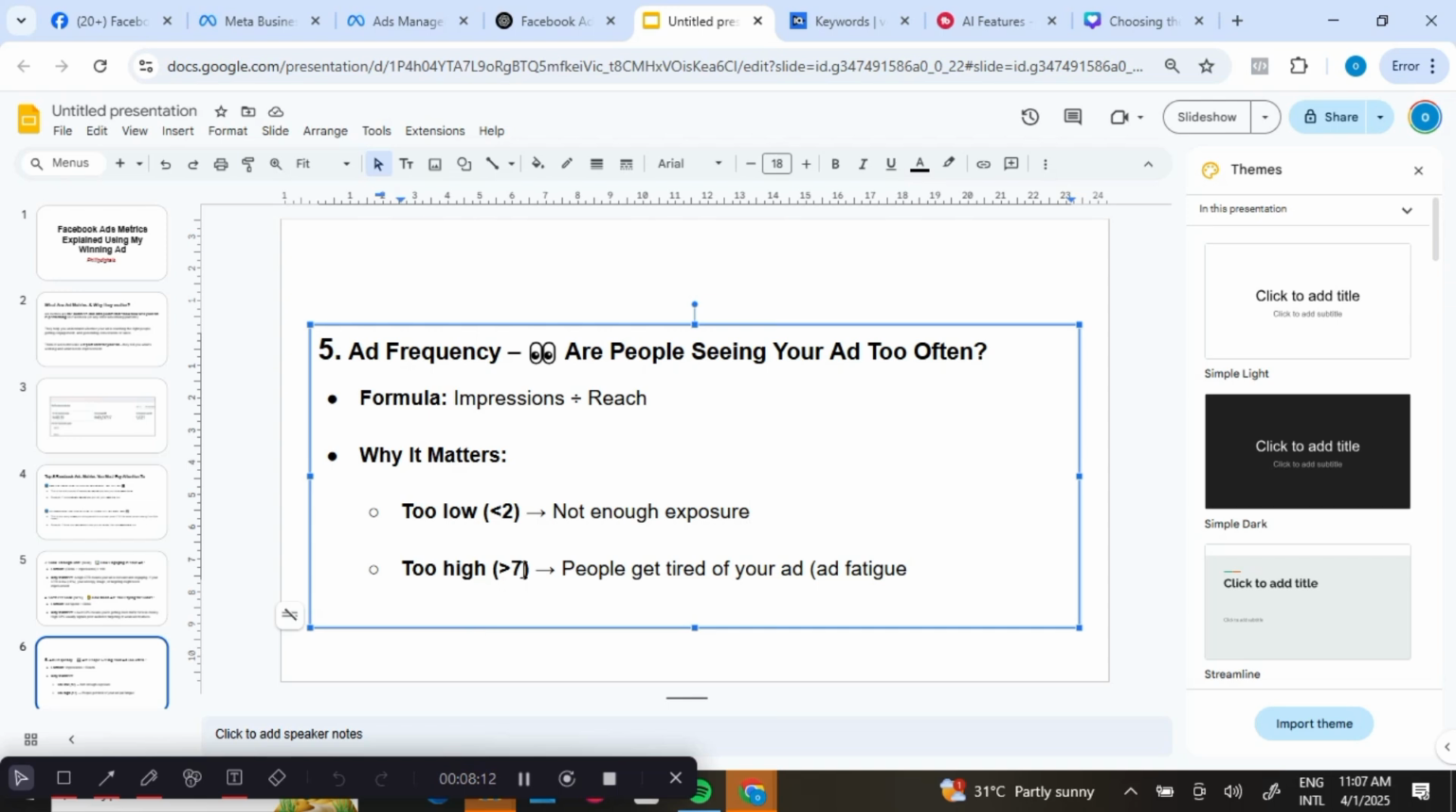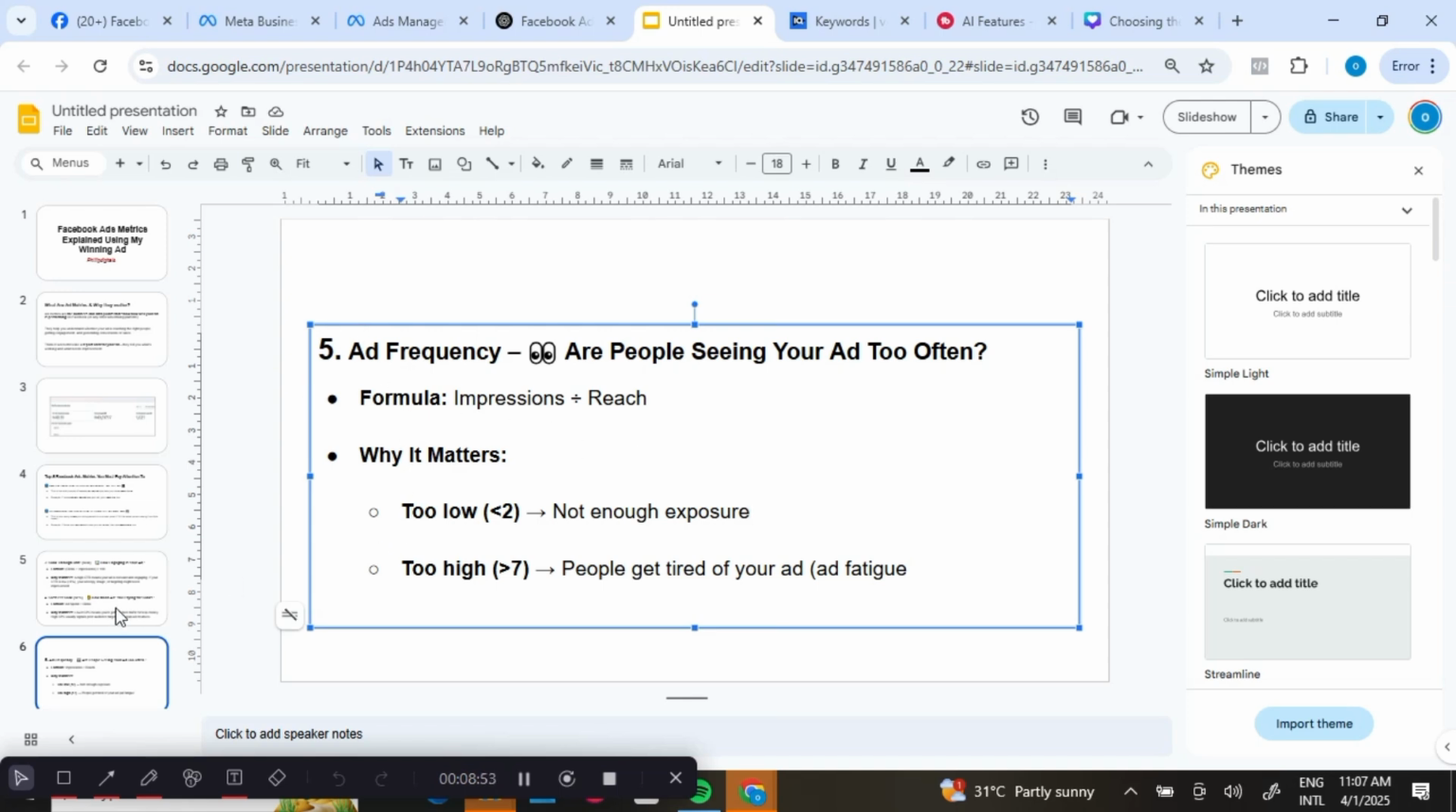So a good frequency should be around 2 to 3 or 5. If it's too high, one person might be seeing your ad like 5 times in a day, and that will get people bored of your advert, and they might give you a bad review, or they might tell Facebook that you are spamming them. So a person should not be seeing your ad more than twice a day, or 3 times a day is okay.